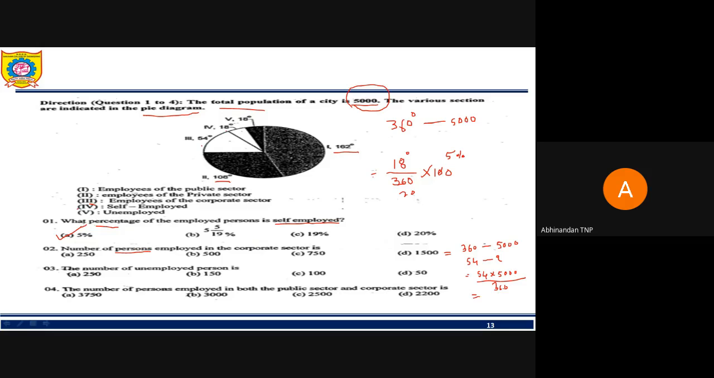What do you get? The zeros get cancelled. If I simplify this, it is 750. 750 is the right answer. Yes, option C is correct.